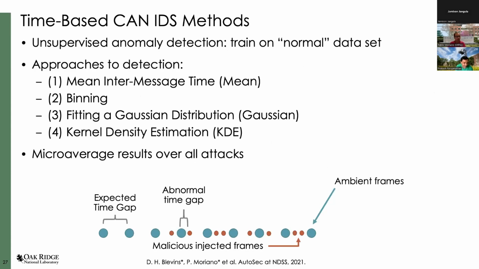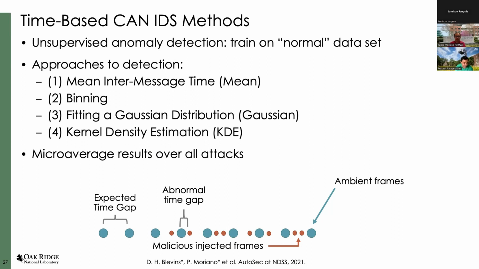So the contribution of this paper is the following. The reference is below this slide. We focus on comparing unsupervised, very simple anomaly detection methods. This is important because we can create something very sophisticated, but we're also thinking about how we can translate this research into practice, something that can be deployed in actual vehicles. And the methods that we compare are four.